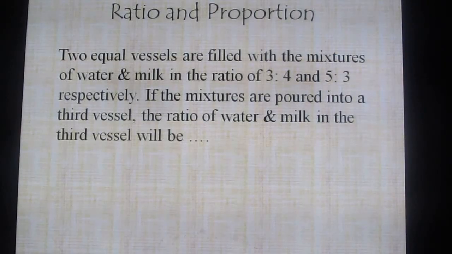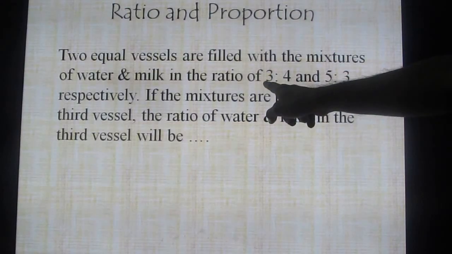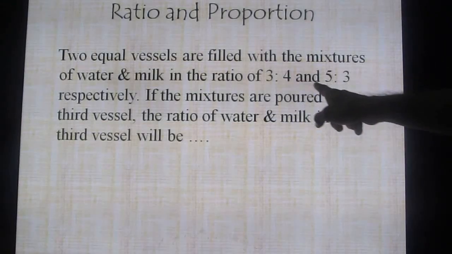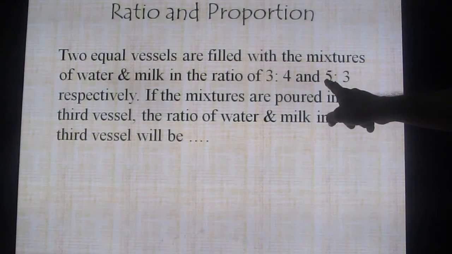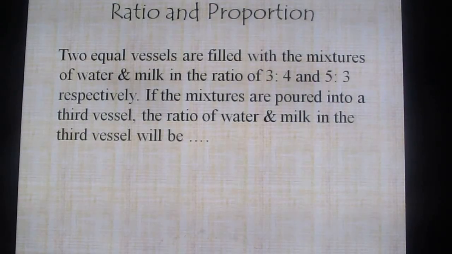When you observe the first case, what is the ratio here? 3:4. Here 3x represents water, 4x represents milk. In the second, 5 represents water parts and 3 represents milk. First of all, you have to take the total parts. The total parts is 7 in the first case, 3 plus 4, and 5 plus 3 is 8 in the second case.